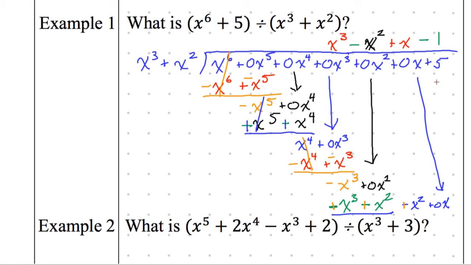Do you have to bring down the 5 too? You do have to bring down the 5. Tell me why. Because x to the third plus x squared doesn't go into x squared. Yeah, we're done. This is degree 3, this is degree 2. We can't go any farther, and by writing it above the correct symbol, you can already tell we can't go any farther. It's a good indicator of saying, oh, now we do our remainder.